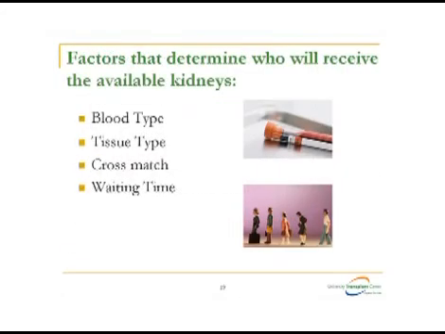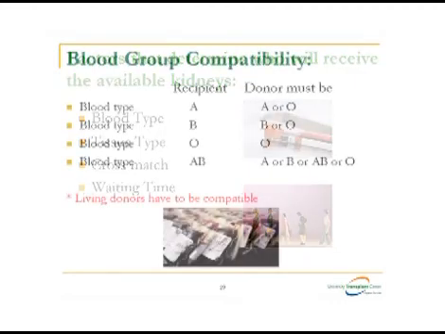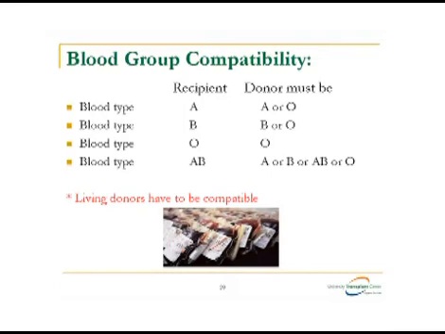Factors that determine who will receive the available kidneys. Basically, there are 4 factors that determine who receives the available kidney. The first one being blood type. The second one being tissue type. The third being cross-match. Cross-match basically defines what antigens or antibodies you have developed in comparison to that of the donor kidney. And wait time. For kidney transplantation, the wait time is basically the first on the list, the first to be served with the available matched kidney. So looking at blood type, what blood groups are compatible?